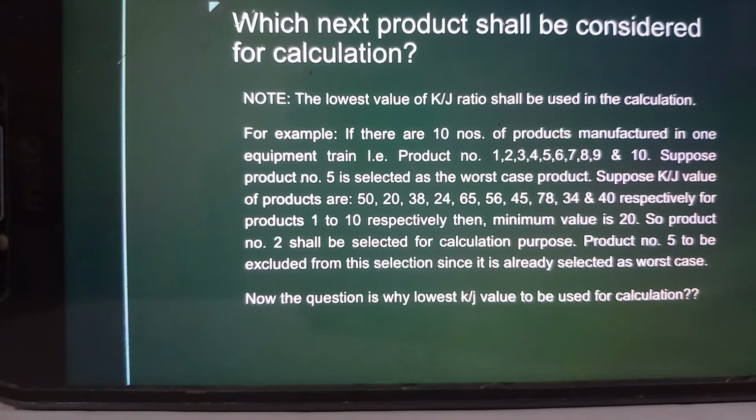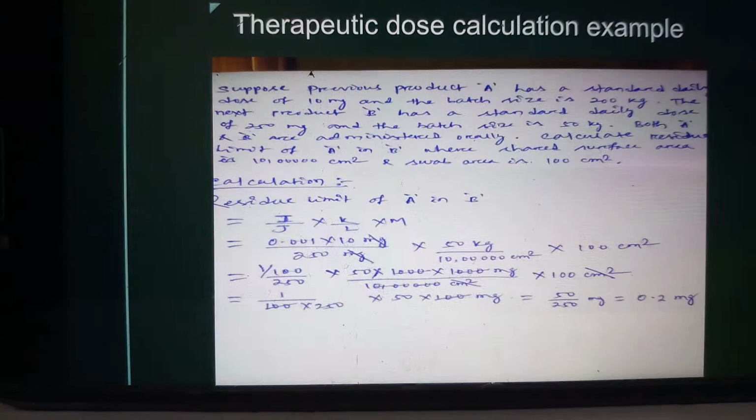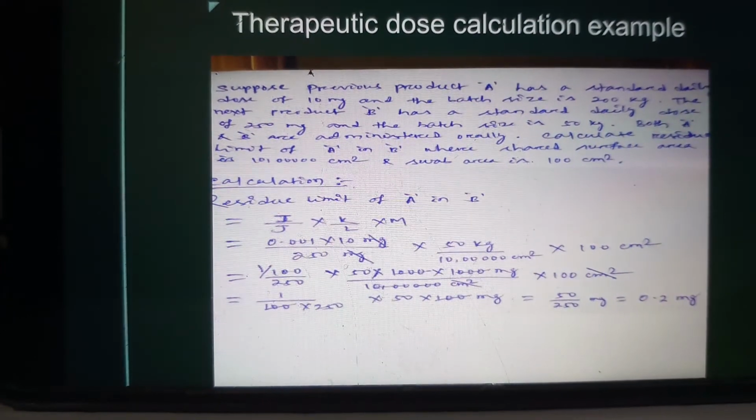So now my question is, why is the lowest K by J ratio used for calculation? That is one exercise for you, and you should answer this one. Next, one example is given for therapeutic dose calculation.